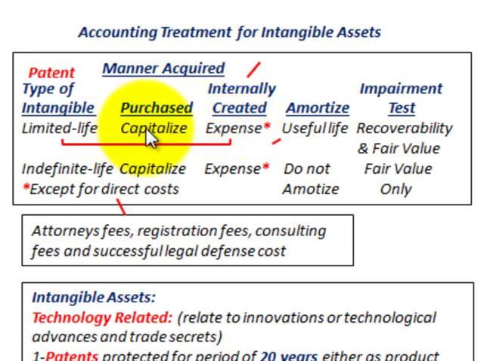If it was purchased, you would be capitalizing it at the purchase cost. But for an internally developed patent, we would be expensing everything except for direct costs. What are we talking about? Direct costs would be attorney's fees, registration fees, consulting fees, and successful legal defense costs of the patent. And that's what we're going to be looking at, our successful legal defense costs. We'll use it in this example.